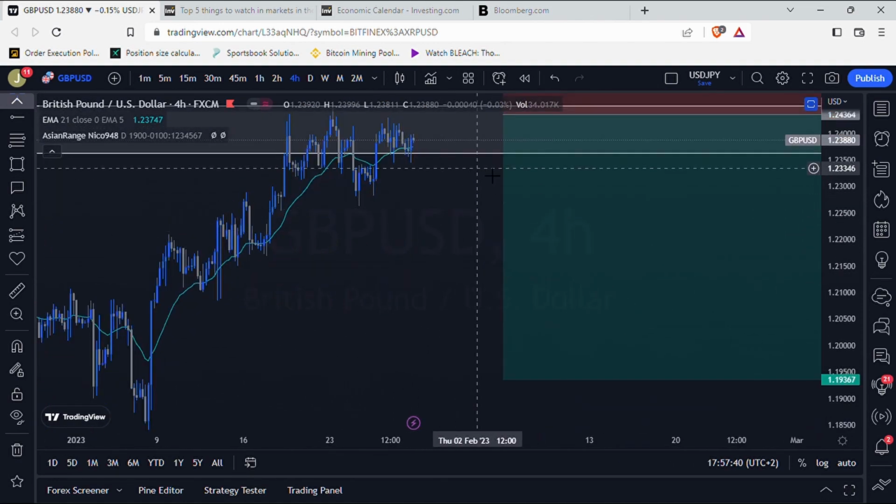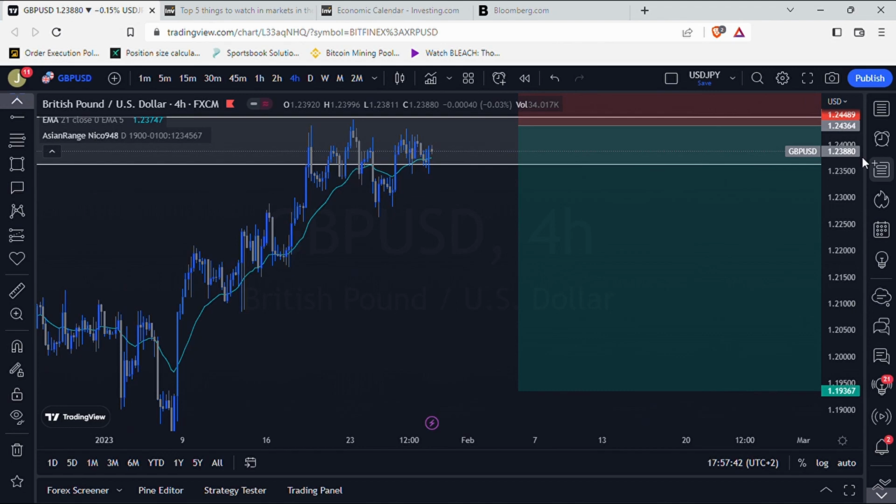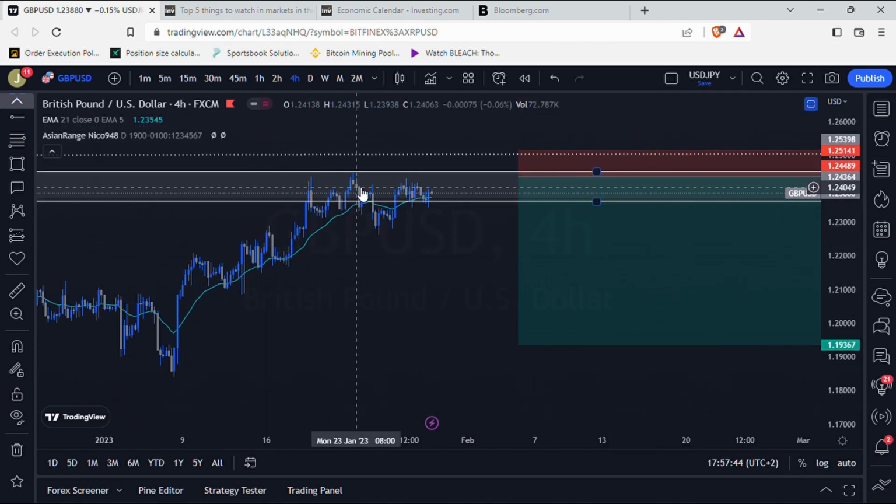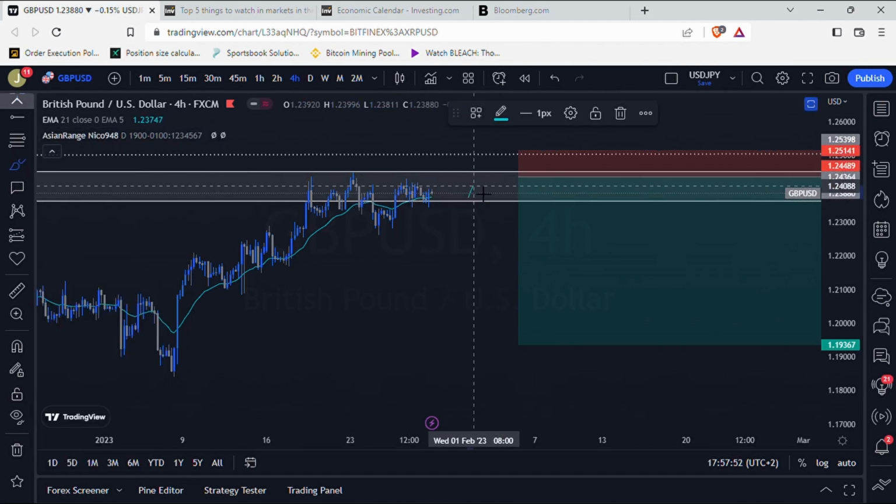So now we go look at the 4-hour and see what kind of setups we should be looking for. As you can see, the market rallied up, we failed to make further highs, and now we're in our supply zone.